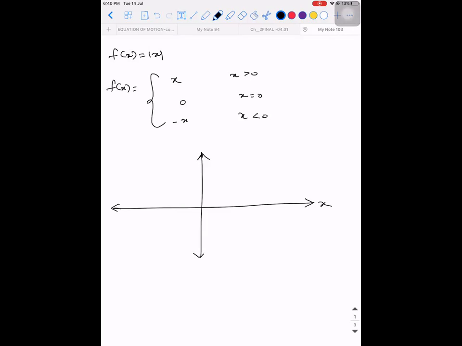Please understand this. So f of x is equal to x, x is greater than 0. What is the meaning? It is on the positive side of the positive x-axis. So on the positive x-axis, f of x is equal to x means, you remember, this type of function.